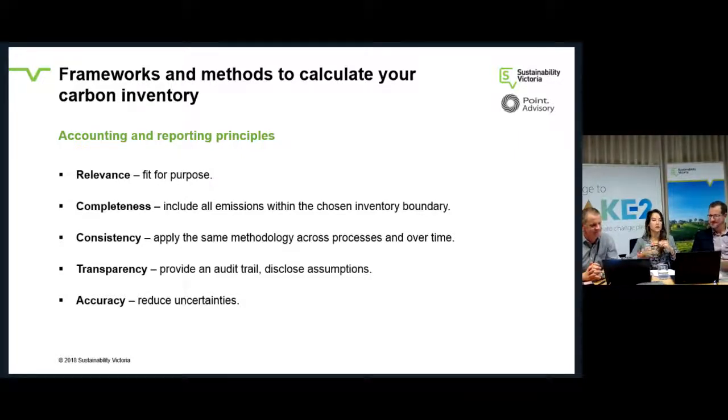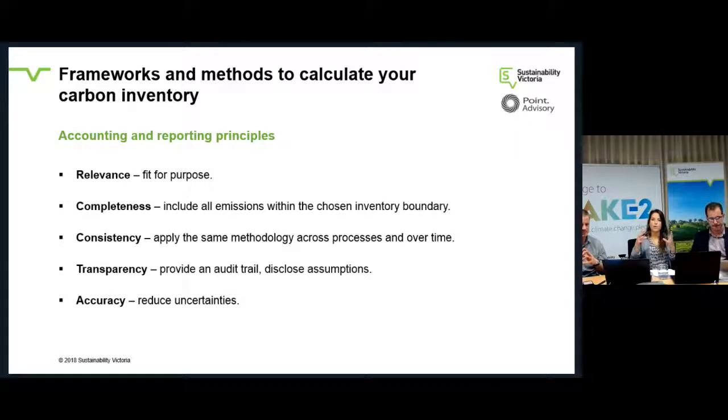Yeah, so the first one is relevance. So making sure what you are including in your inventory is relevant and fit for purpose. The second one is around completeness. So making sure you are giving a true and accurate picture of your carbon accounts. The third one is around consistency. So it's important that when you develop your carbon inventory, you can obviously progress it over time, but there needs to be some consistency in the way you apply the different steps along the way.